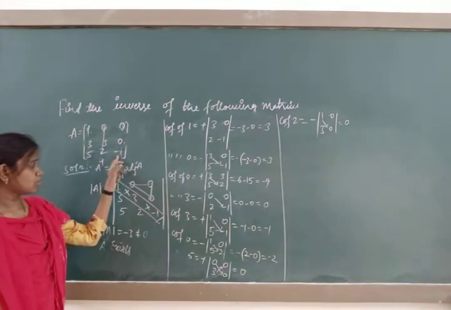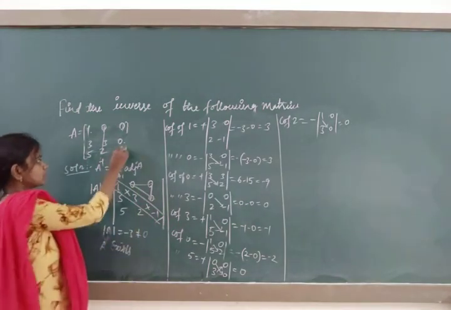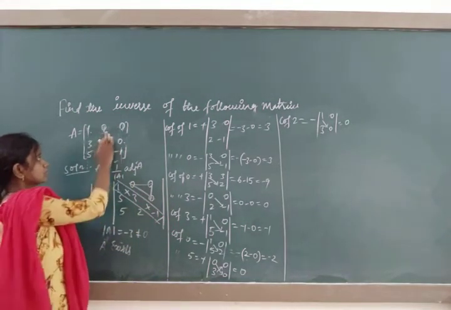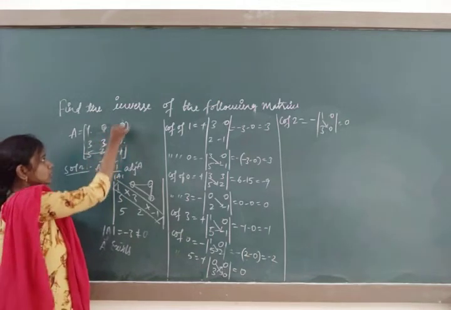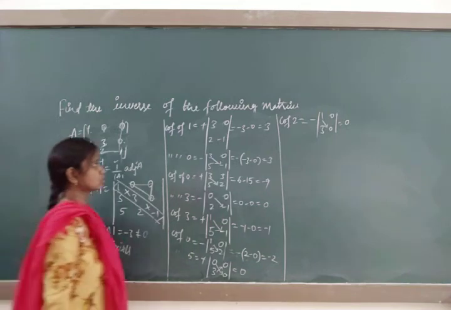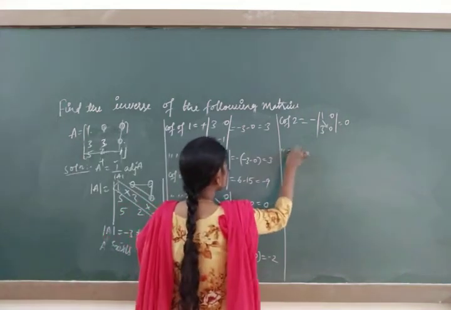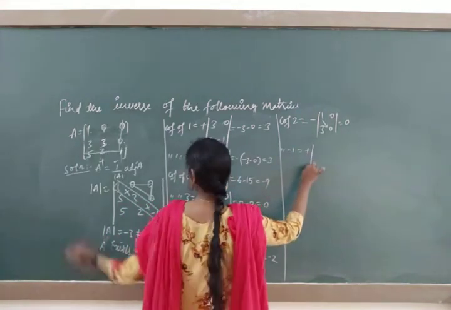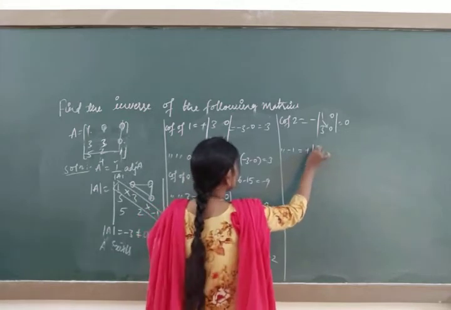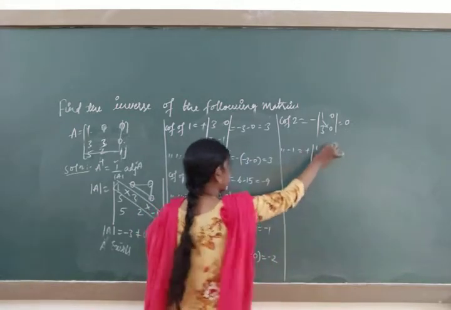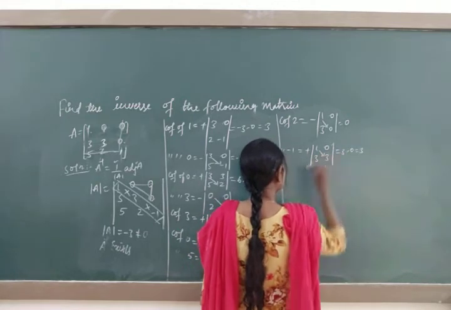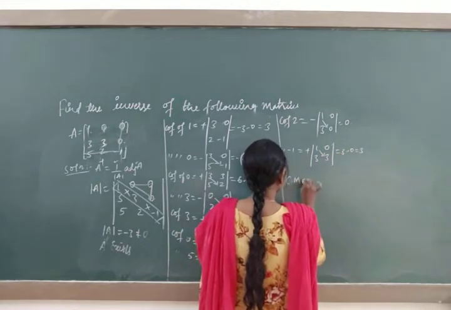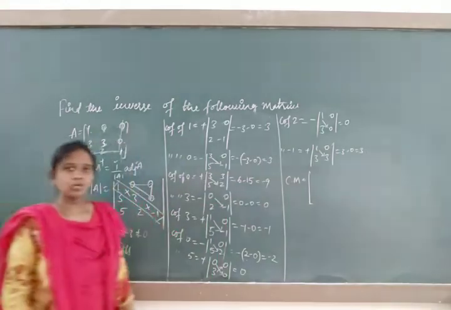Now the last one, cofactor of minus 1. Now the third row will close and the third column will close. Cofactor of minus 1 is equal to plus 1 0 3 3. Expand: 3 minus 0, which is equal to 3. So this is about the cofactor.